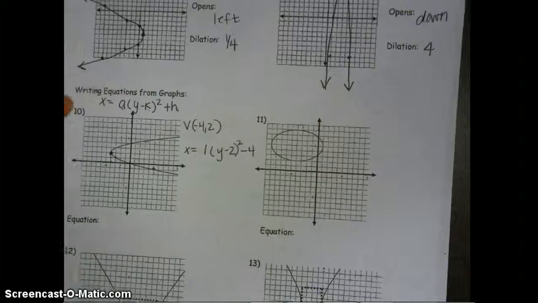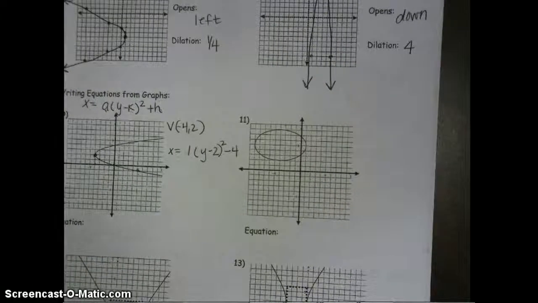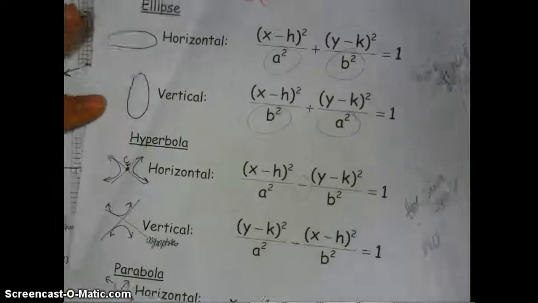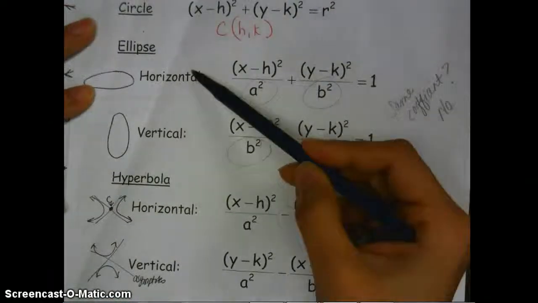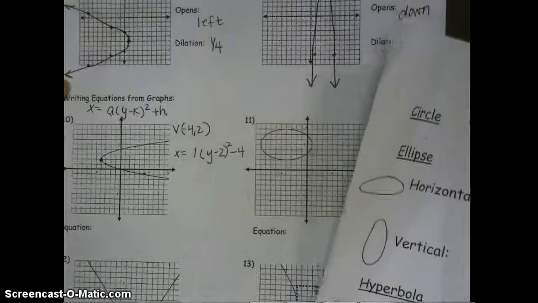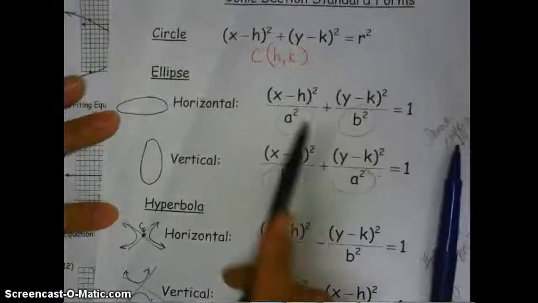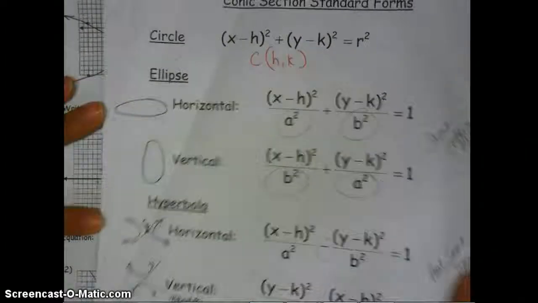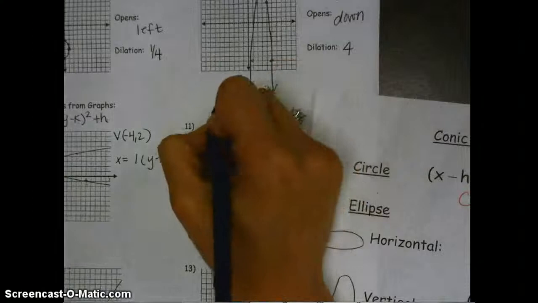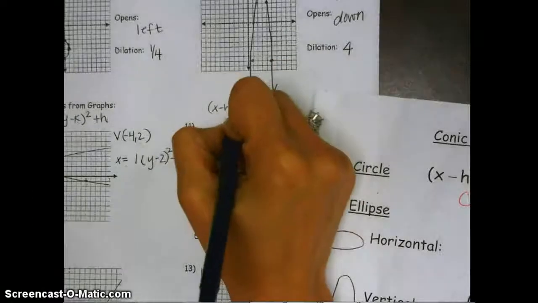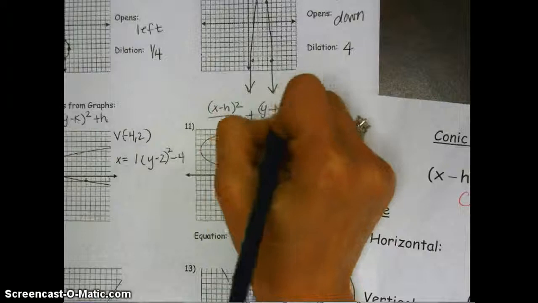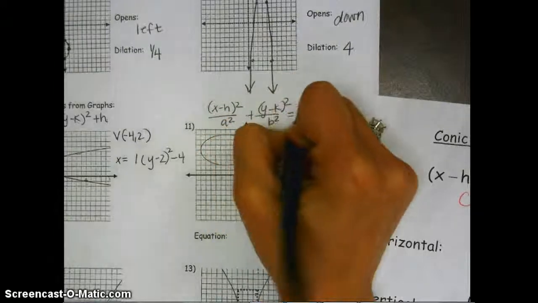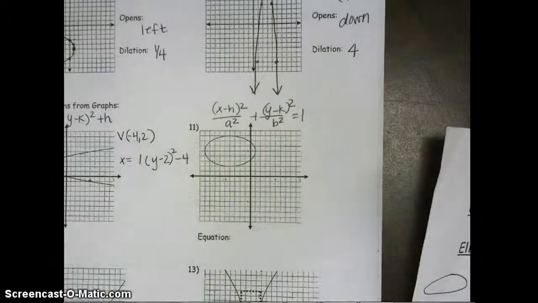Okay, so number 11 is the ellipse. And the ellipse has two different standard forms, depending if it's horizontal or vertical. And this one is a horizontal one, right? So we're going to follow this format here. So I'm going to write that first on the top. It should be x minus h quantity squared over a squared plus y minus k quantity squared over b squared equals 1. So it's got to match this.